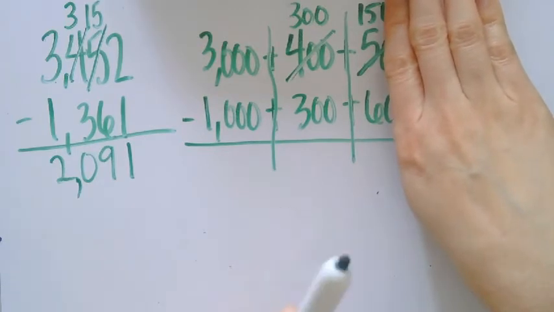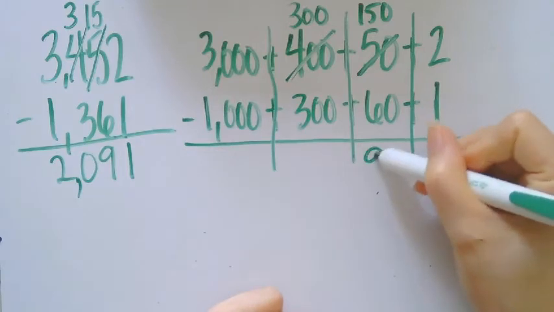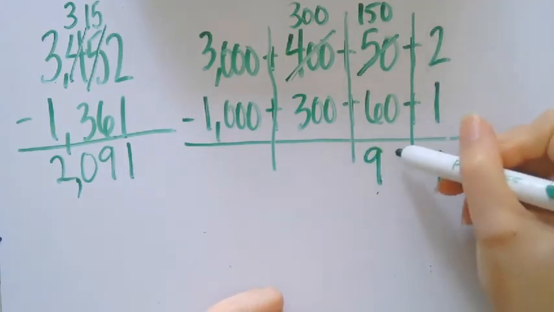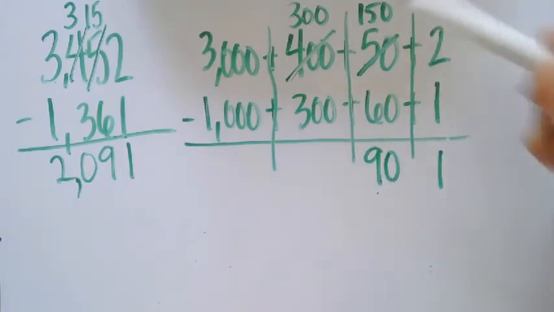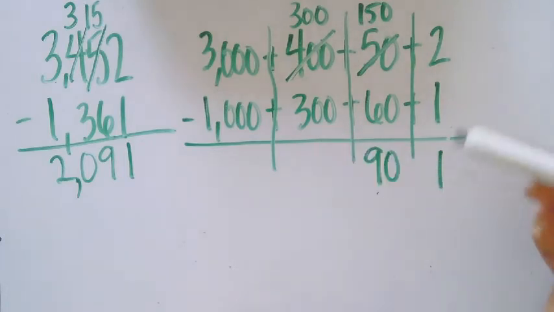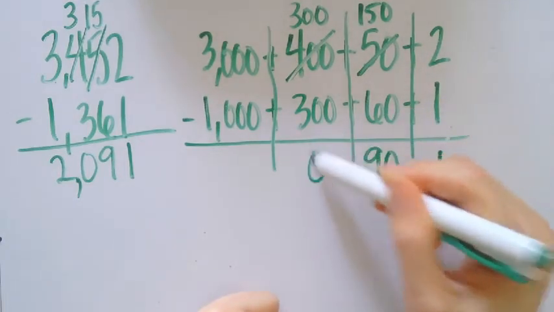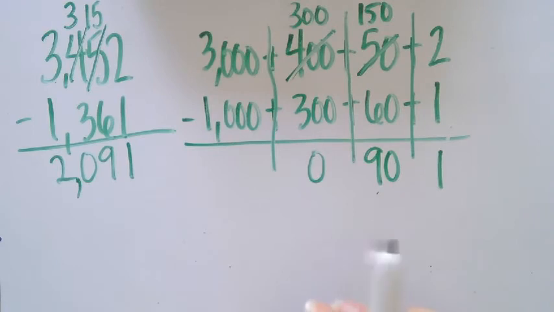Okay, so 15 minus 6 is 9. Okay, 150 minus 60 is 90. Can I subtract 300 minus 300? Yes. Putting that 0 in there. 3,000 minus 1,000.